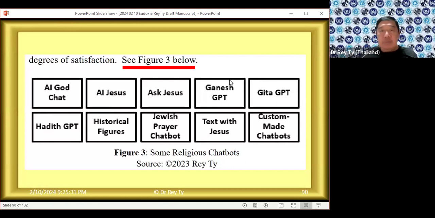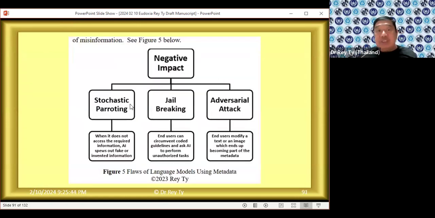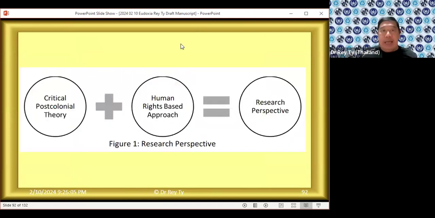And then another figure which summarized the problems with the use of artificial intelligence, 5 flaws of language models using metadata. So see figure 5 below. Immediately right before the figure or table, you should write that.